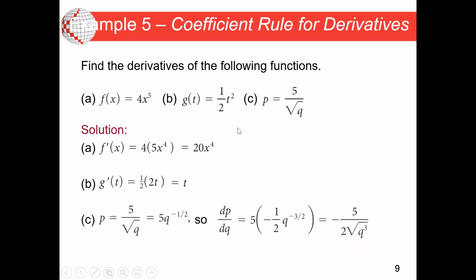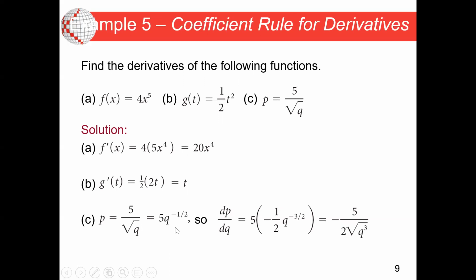Then C, we have P equal to 5 divided by square root of Q. So we can rewrite, again, anytime we have a radical sign, it's good to rewrite the term as an exponent. So we know square root is the power half. Since square root of Q is in the denominator, the exponent will be negative. So it's the same as writing 5 times Q to the power negative half.